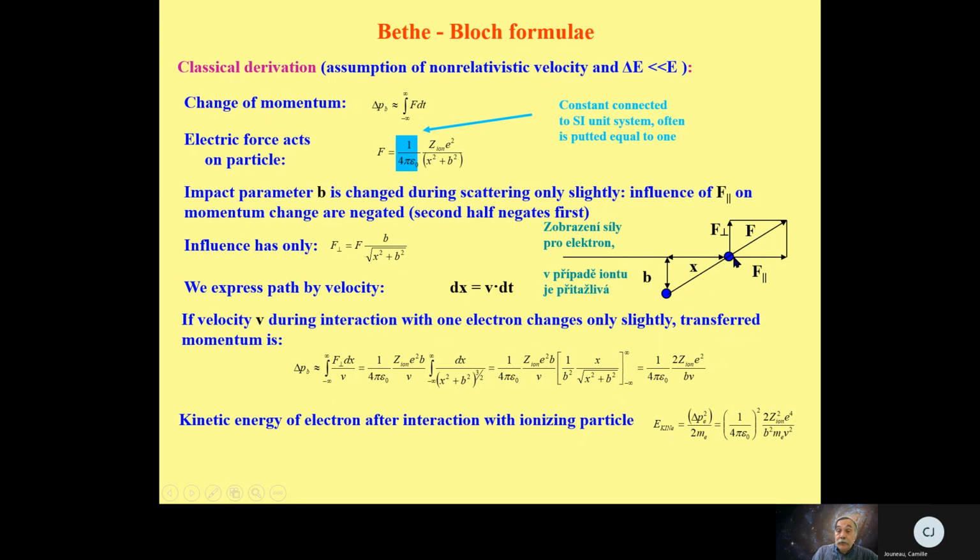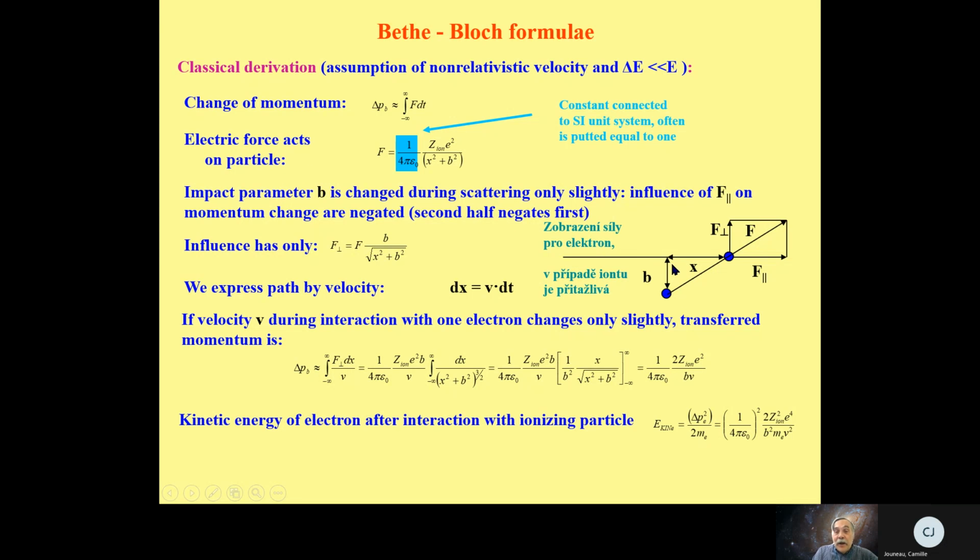Because you have an electron and an ion, it is an attractive force. Here is the movement of this electron around this ion, which is moving in this material. The smallest distance, if there were no interaction, is named the impact parameter. This is the impact parameter.